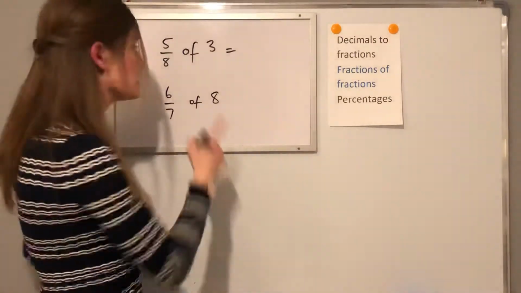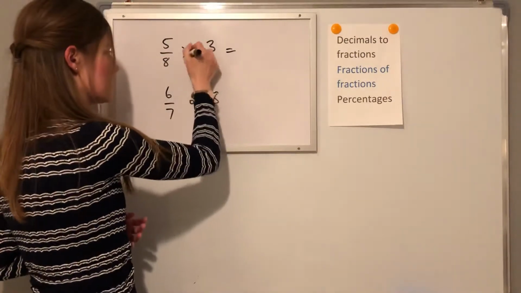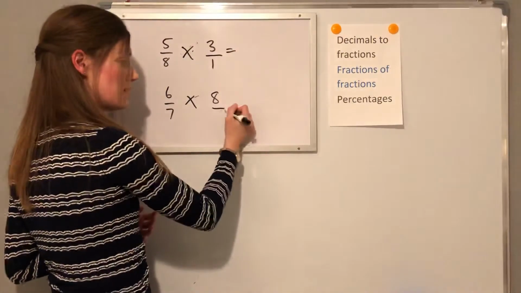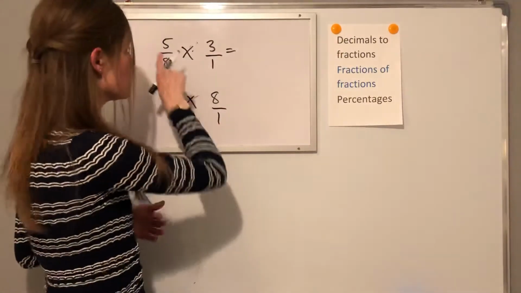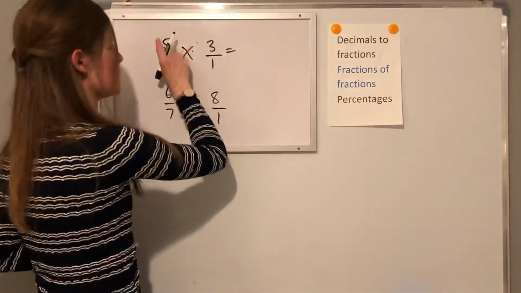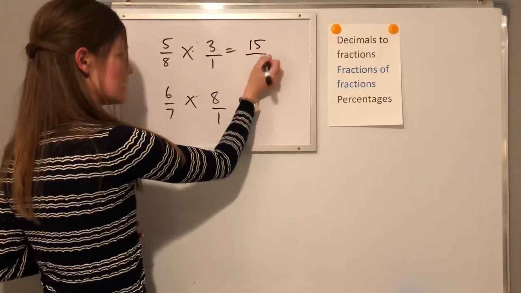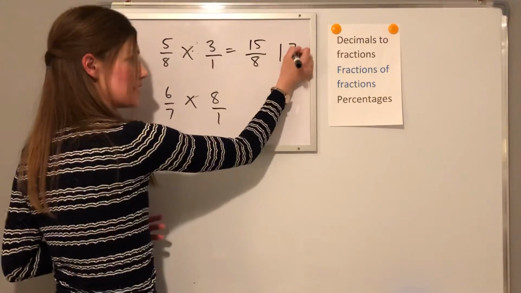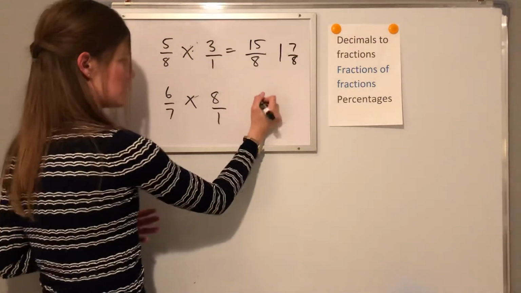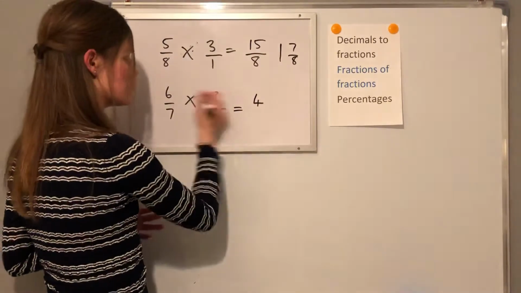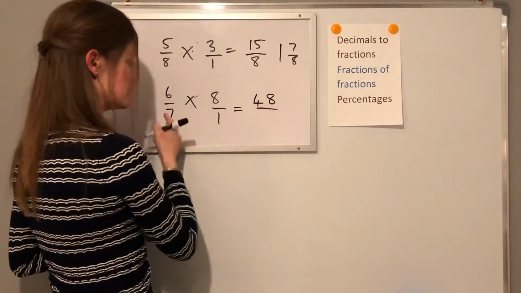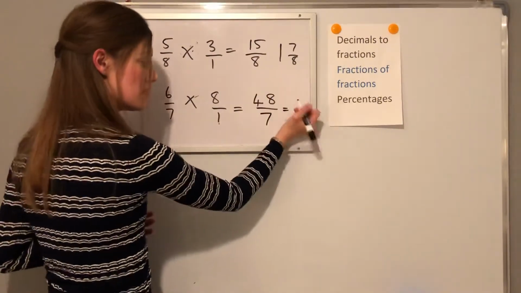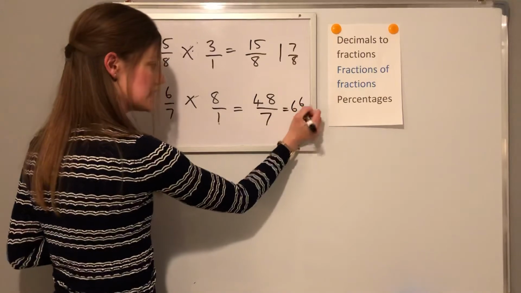Okay, so of means times, so we're timesing those. We're putting the whole number over 1, and then can you remember what we do? We just times them across. 5 times 3 is 15, 8 times 1 is 8, and so that can give you 1 and 7/8. Okay, so this one, times it straight across, 6 times 8 is 48, 7 times 1 is 7, and then make it into a mixed number, which is 6 and 6/7.